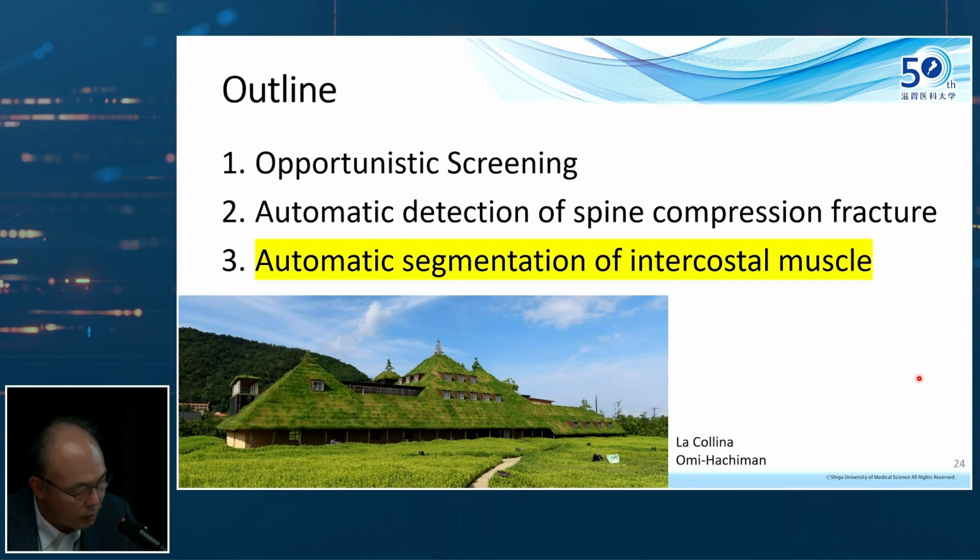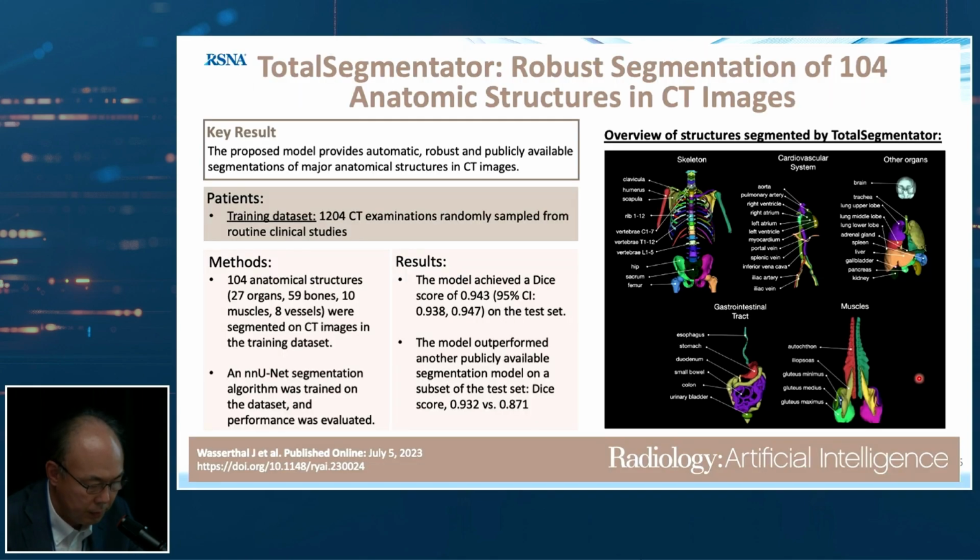Next, I will talk about the segmentation of the intercostal muscle. Recently, using CT, several segmentation methods have been developed using AI. This is a paper from Radiology AI. This is TotalSegmentator. It very easily segments 104 anatomic structures from CT images, and you can get the archives.